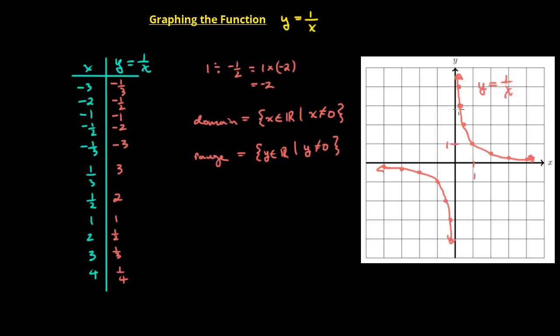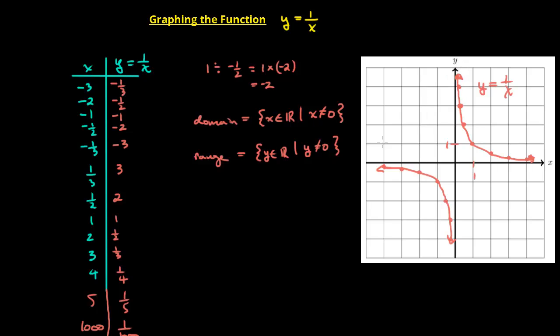If we think about plugging in larger and larger values for x, we would get smaller and smaller values for y. Like if I plugged in 5, I would get 1/5, which is even smaller than 1/4. And 6, I would get 1/6. And if I plugged in an x value of 1,000, I would get even closer to the x-axis, because I'm getting smaller and smaller values for y as x increases. Alternatively, as I get closer and closer to 0, I'm getting larger and larger values for y.